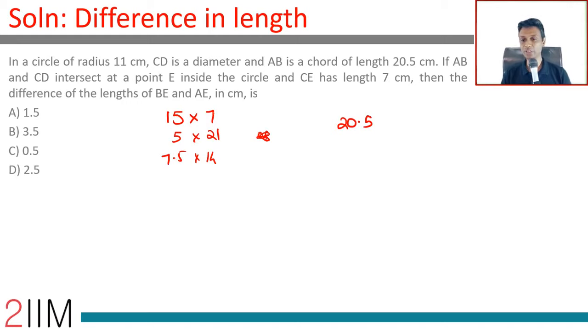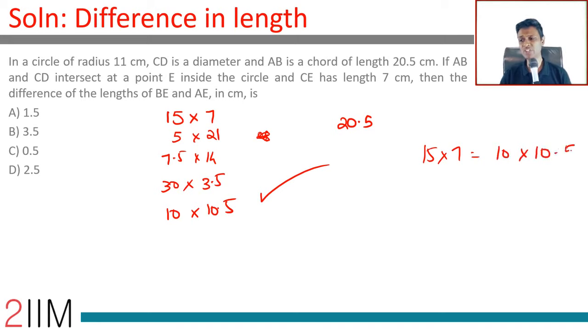Let's do 15 into 7; that did not work. If you divide this by 2, you get 3.5 into 30. That obviously does not work. The numbers have to be closer to each other. Divide this by 3: 10 into 10.5, we have a winner. So 15 into 7 is the same as 10 into 10.5. We're just juggling it around and trying to see where it works. 15 into 7 is 105, which is 10.5 into 10, adding up to 20.5. So AE and BE are 10 and 10.5.